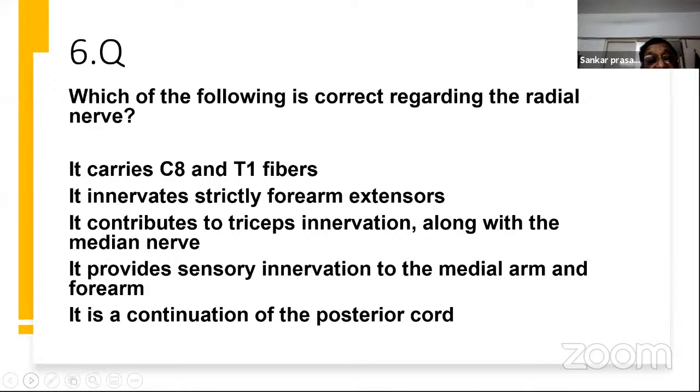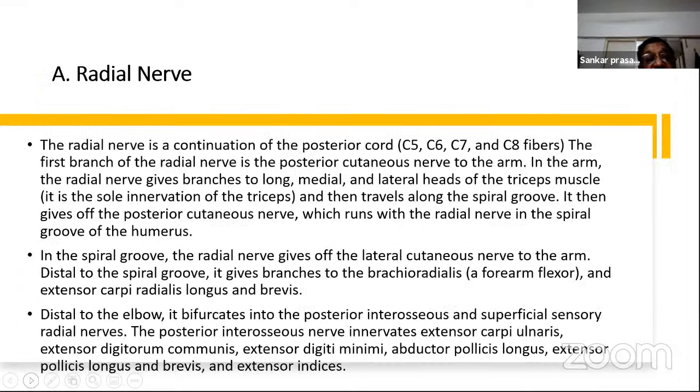Sensory innervation to the... this is of course an easy question, and this is the radial nerve. It's a continuation of the posterior cord, C5, C6, C7, C8 fibers. The first branch of the radial nerve is the posterior cutaneous nerve to the arm. In the arm, the radial nerve gives branches to the long, medial, and lateral heads of the triceps, and it is the sole innervator of the triceps, and then travels along the spiral groove.